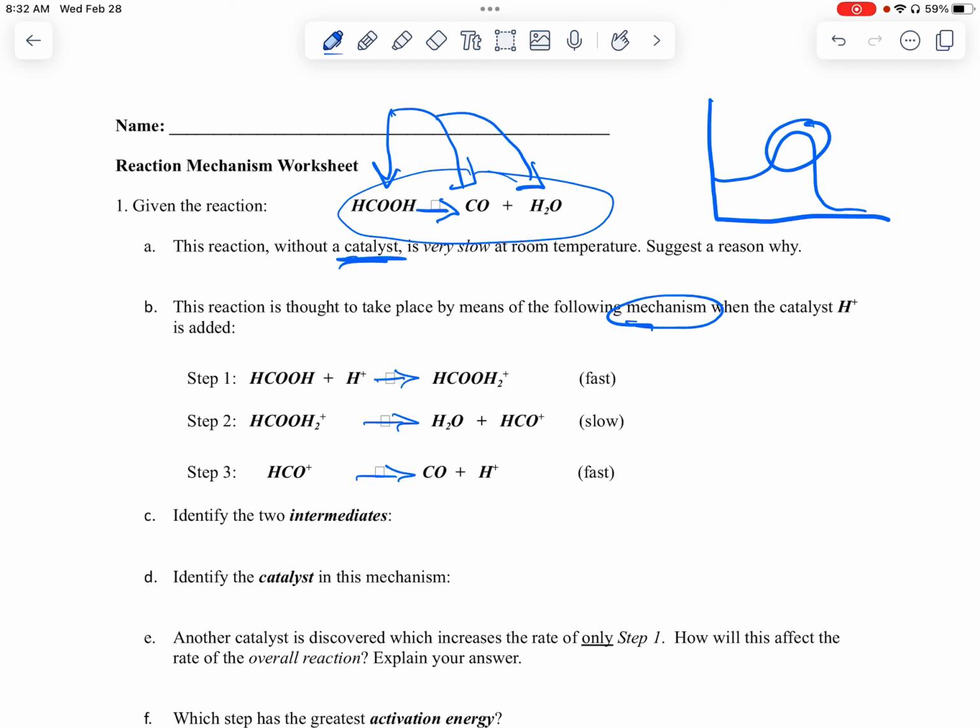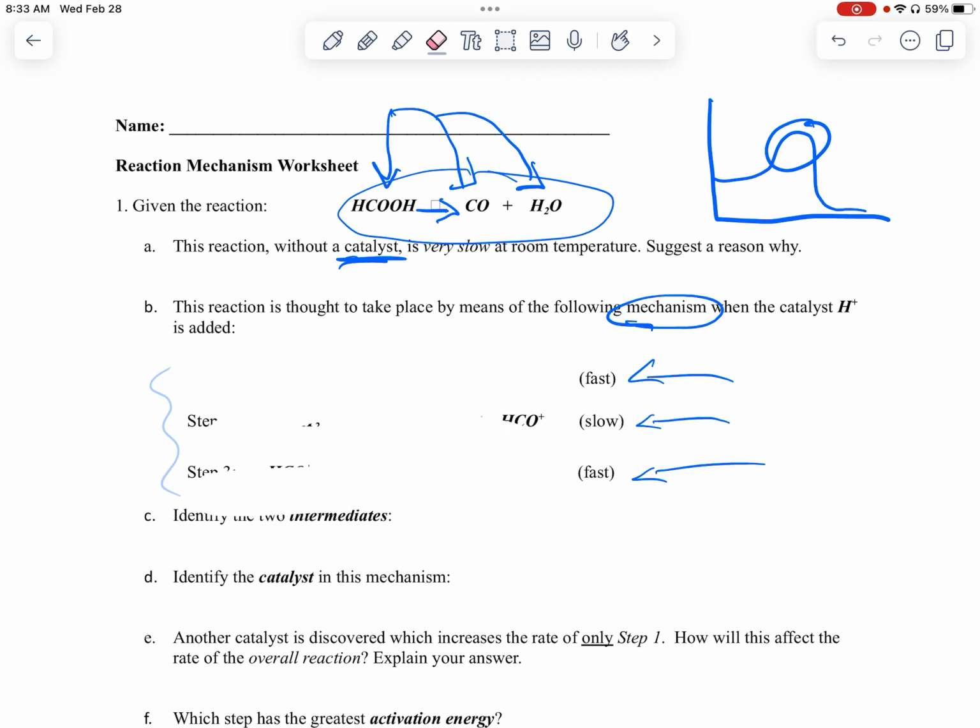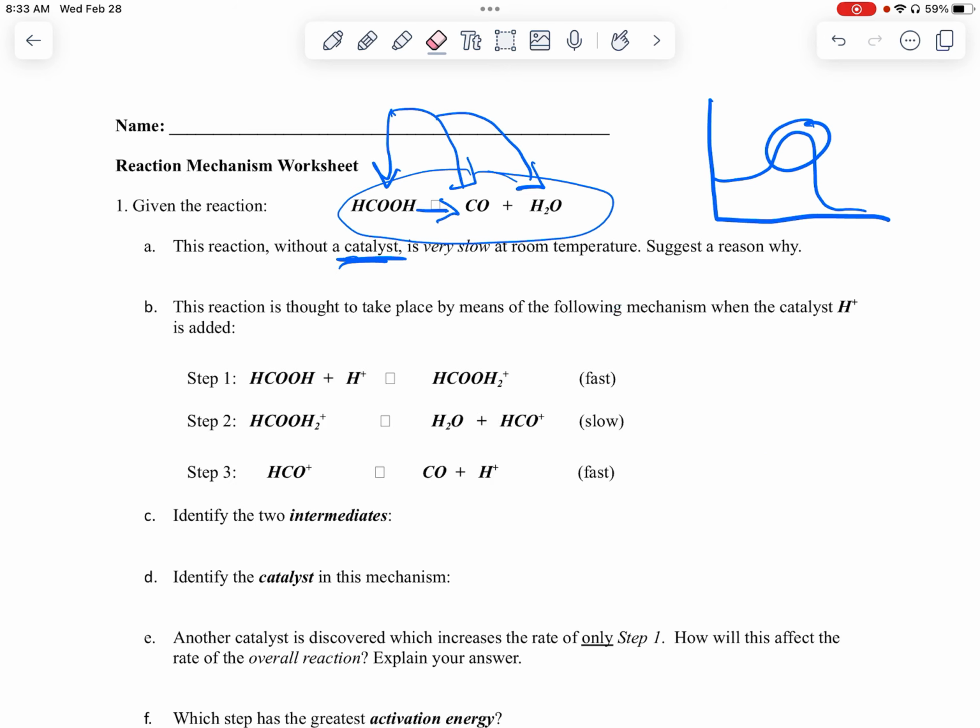But this reaction is thought to take place by the means of this mechanism. So this plus this becomes that, and then that turns into those, and then that turns into those, okay? Notice this is fast, this is slow, this is fast. So let's tackle a couple of vocabulary words. Let me get rid of some of this mess here, okay?